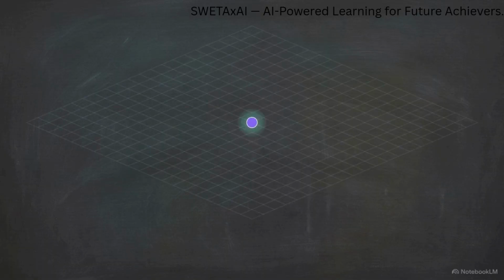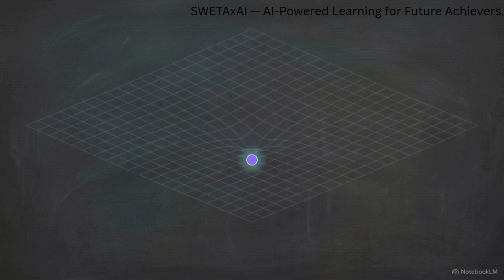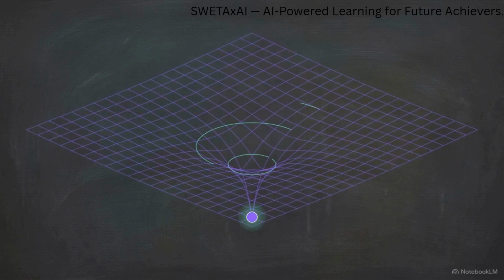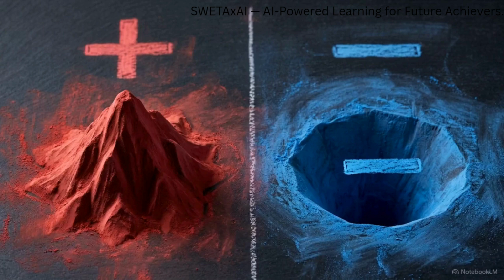A negative charge has the opposite effect. It pulls the grid downward, creating a deep inverted well in the landscape. This establishes a consistent sign rule. Positive charges generate positive potential peaks, while negative charges generate negative potential wells.